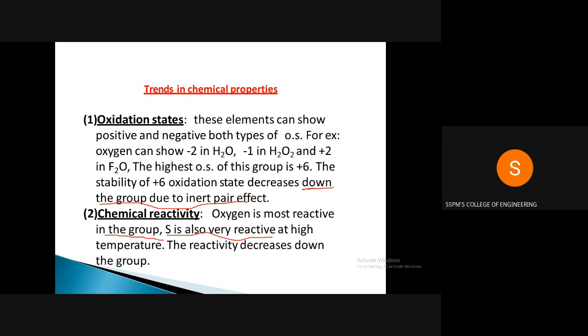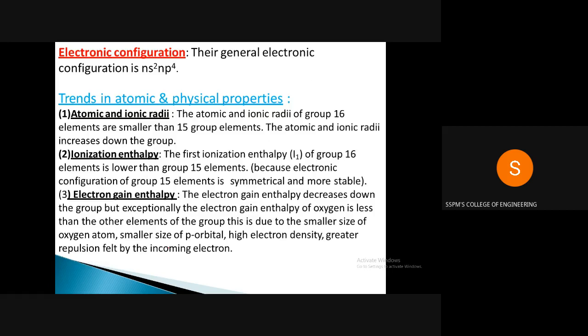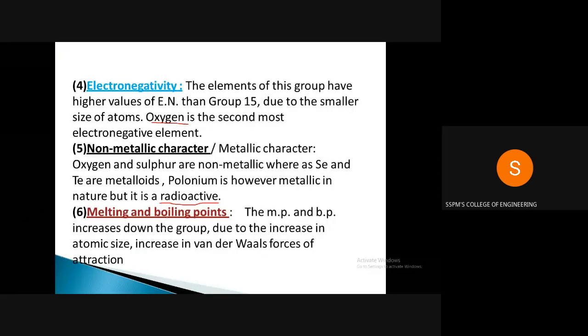So in short, which properties increase and which decrease. Atomic size increases. Ionization enthalpy increases. Electron gain enthalpy decreases. Then electronegativity: oxygen is the most electronegative element. Then non-metallic character: polonium is a radioactive element.